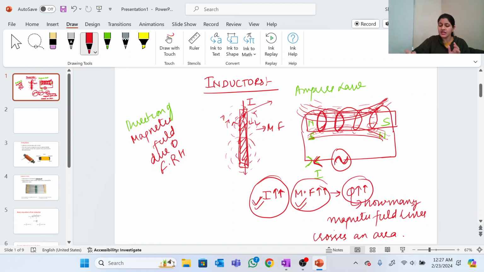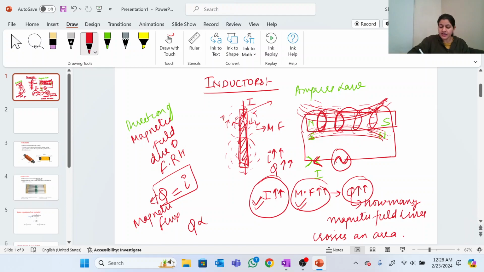So that way you can get a relation that phi, the magnetic flux, is because of those magnetic lines, how many magnetic lines are passing through an area. So this is directly proportional to the current: as we increase the current, flux will also increase. So this is one relation.